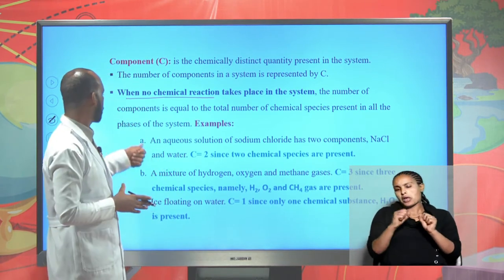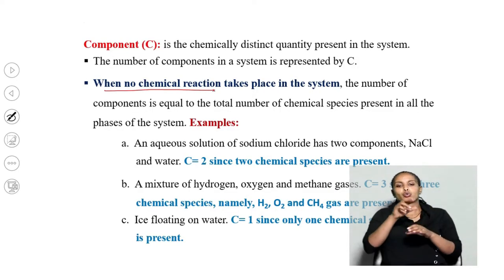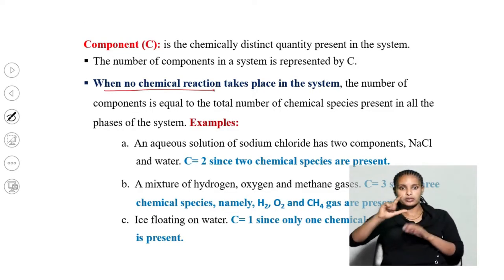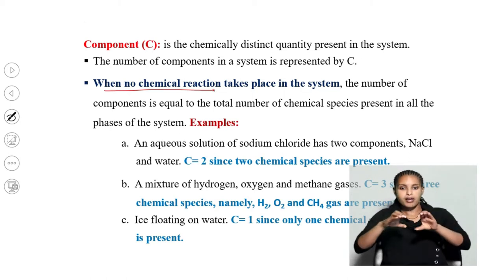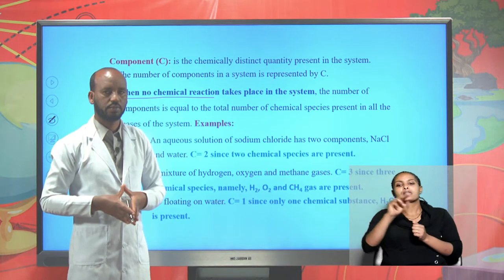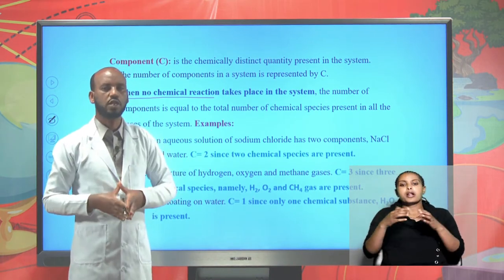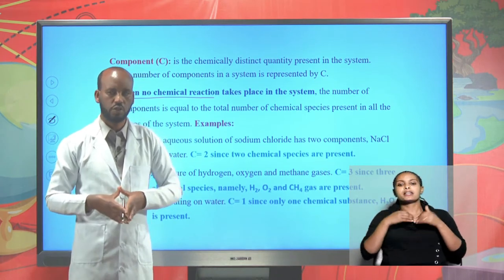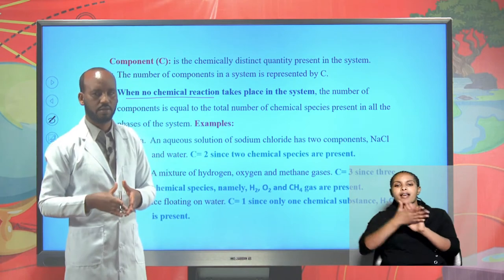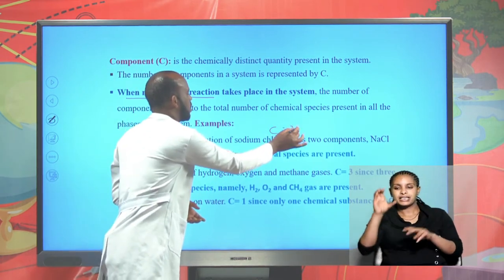You can take this as an example. An aqueous solution of sodium chloride. Sodium chloride is dissolved in water. There is no chemical reaction between sodium chloride and water. This is a solution. Therefore, the number of components is equal to the number of chemical species present in the solution, which is sodium chloride and water. The number of components, C, is 2.